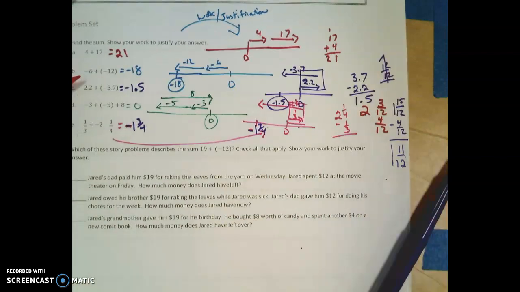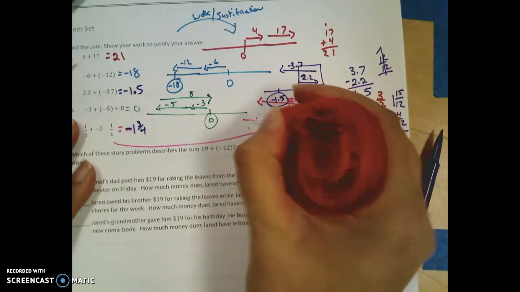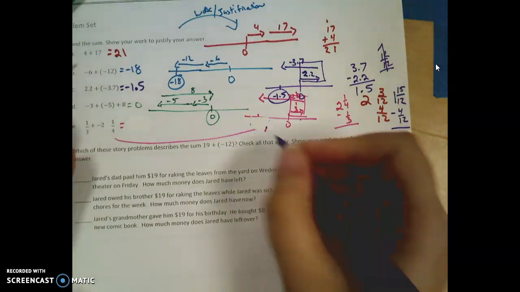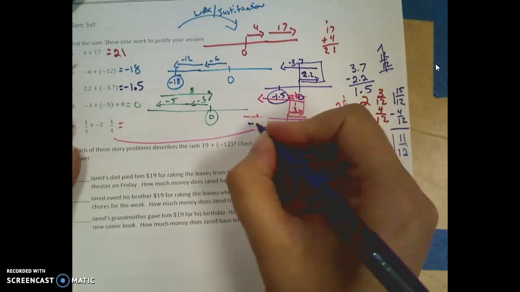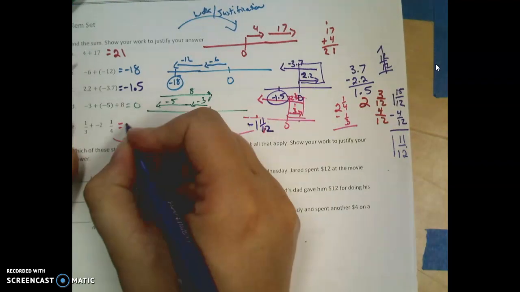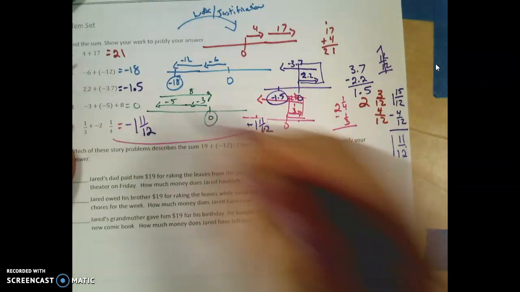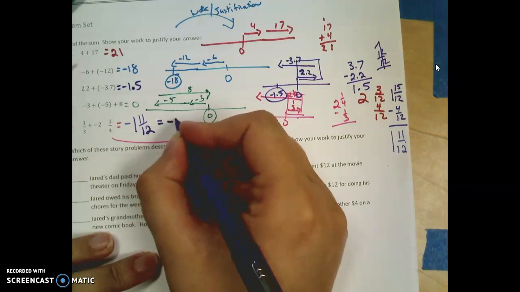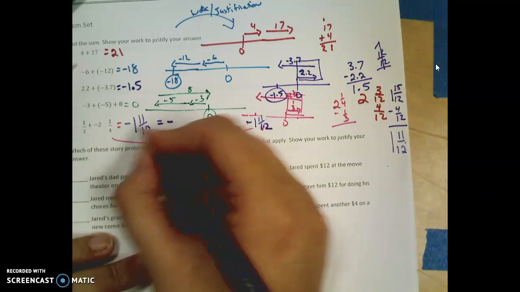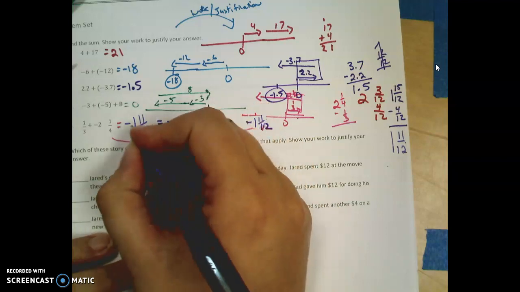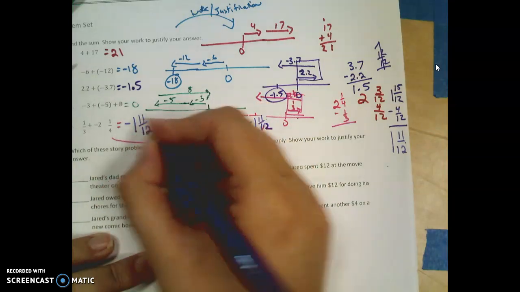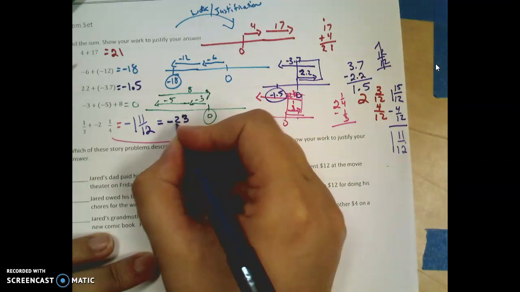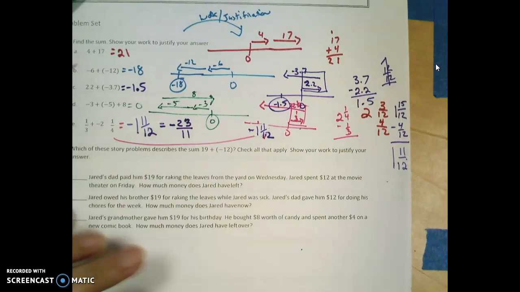So over here, that would be in the negative area, -1 and 11 twelfths. Some people might also write that as -12. I'm writing it as an improper fraction. So 12 plus 11 is 23 over 11. So either one of these is correct.